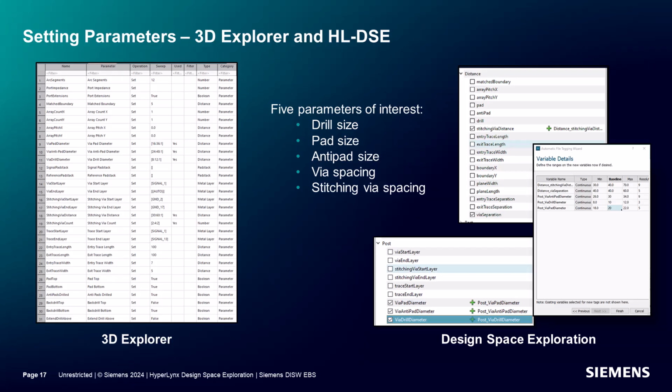In 3D Explorer, we can set up a differential VIA and sweep design parameters like drill size, pad size, anti-pad size, VIA spacing, and stitching VIA spacing. Setting up this information at this stage actually helps in the DSE setup, as this information is seamlessly transferred to Hyperlinks DSE, making the setup process that much easier. Once this information is passed to Hyperlinks DSE, simply click on the parameters that you've set or even add others that you'd like, and the sweep ranges will fill automatically.